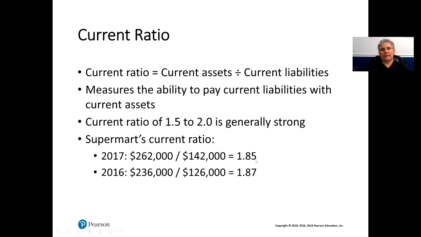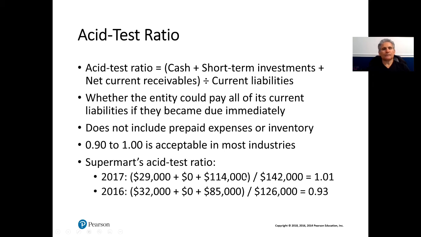17 was 1.85. If you go and run the numbers for 16, it was 1.87. Asset test ratio is close to the same ratio, except we're going to throw out some things as far as current assets are concerned. So what are we going to focus on? That what we know will be cash or converted to cash. So specifically cash, short-term investments, and net current receivables. Those three items are going to be divided by current liabilities.